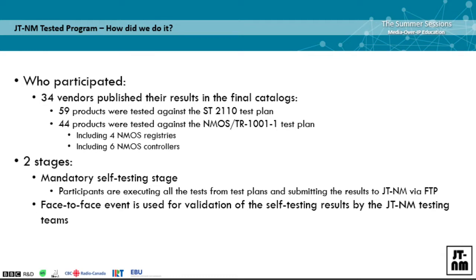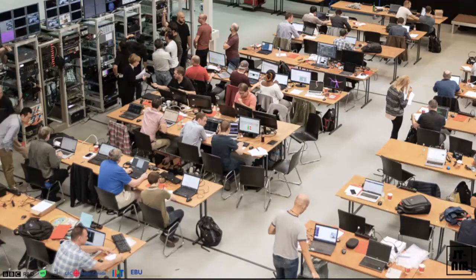They go through the whole test plan and run every single test, and they submit the results to us. And then the face-to-face event, which is the second stage, acts as a validation of those results. So we make sure that the vendor understood the test plans correctly, that the results are repeatable in a more controlled environment of the face-to-face event. And we validated them, and we actually were supposed to publish the self-testing results as they are, but validated in a face-to-face manner. This is how it would look.